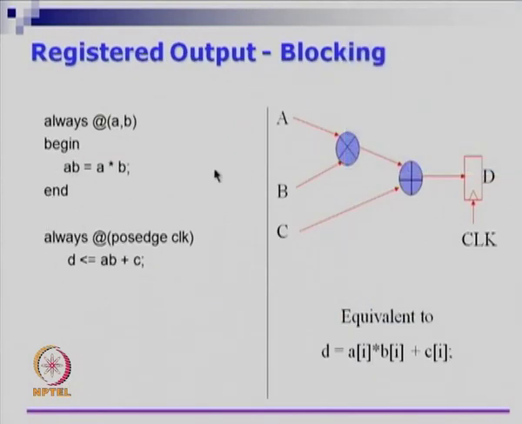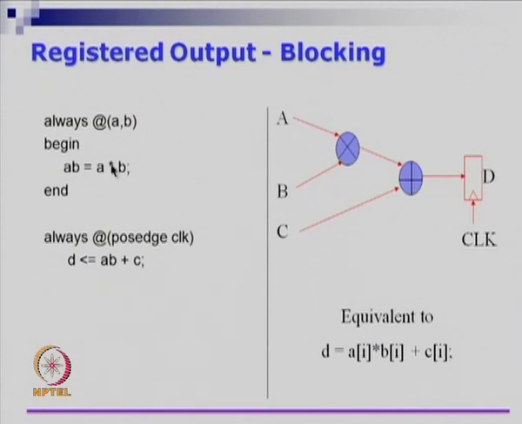So let's look at the thing on the left side. Always at A comma B, AB is A star B. Always at passage of clock, D is AB plus C. So if you notice, this A and B are inputs, and we did always at A comma B, which means any change in any of the bits of A comma B will result in this always block being triggered, which means the multiplier, if there is any change in input of the multiplier, there will be an output change in the output of the multiplier.